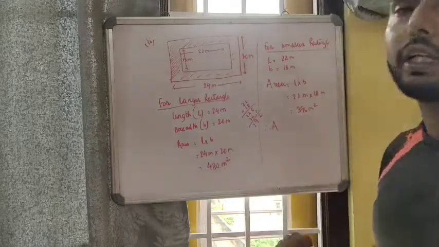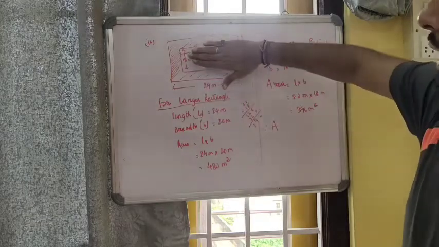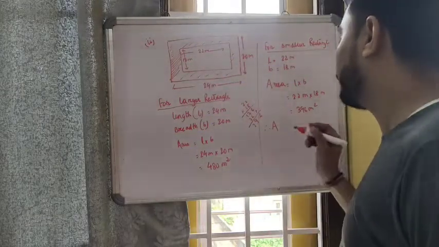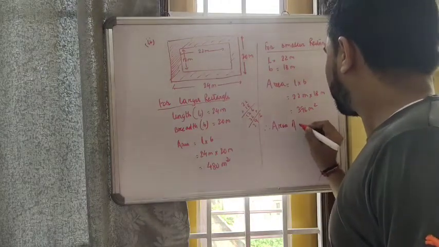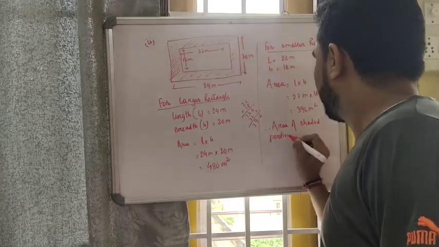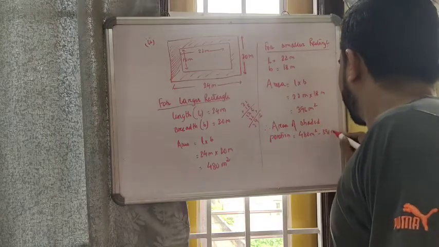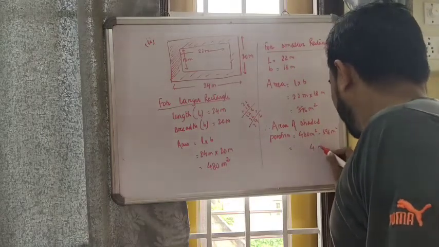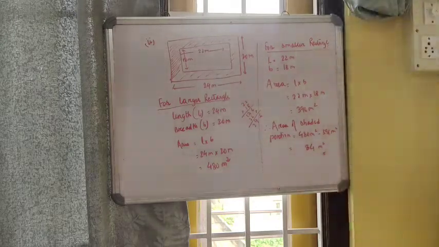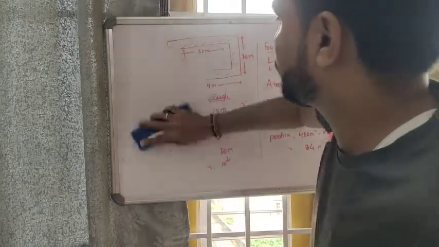Therefore, to find the area of the shaded portion, you can subtract from the larger rectangle the area of the smaller one. The part which will be left will be the area of the shaded portion. Therefore, area of the shaded portion is equal to 480 meter square minus 396 meter square, it will be 84 meter square will be your answer. I hope it is clear to all of you. Let's move to the next question then.